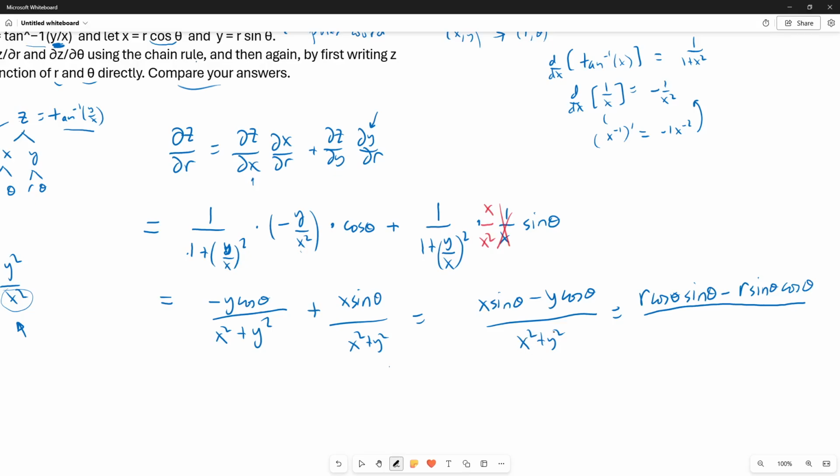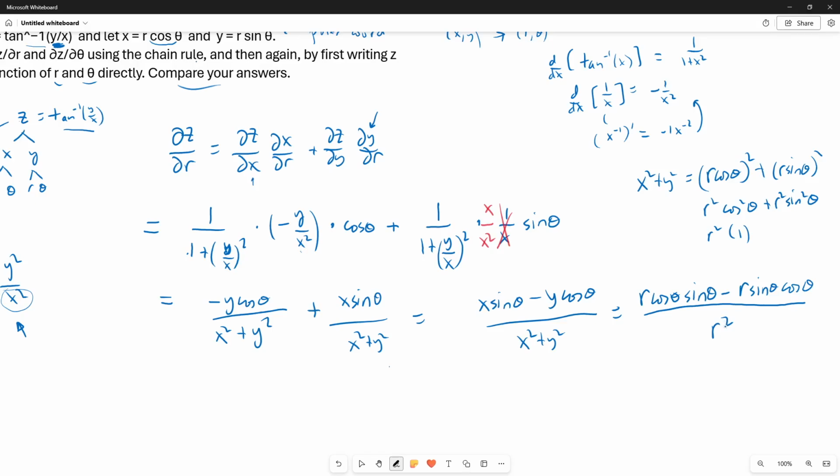And then x squared plus y squared. X squared plus y squared is r cosine theta quantity squared plus r sine theta quantity squared. So you're going to get an r squared cosine squared plus r squared sine squared. Factoring out the r squared, you get r squared times 1. So this x squared plus y squared is just r squared.